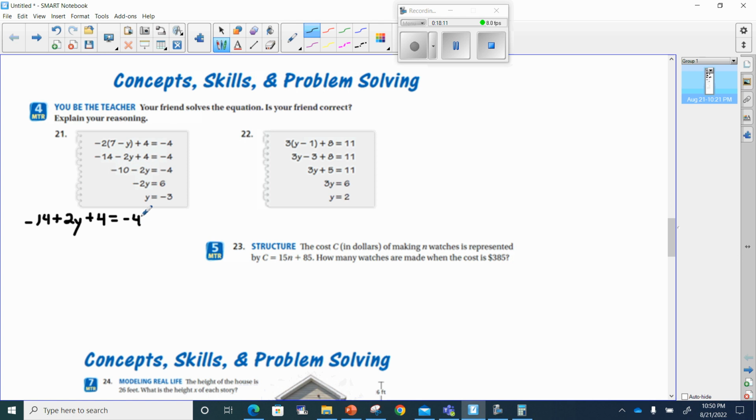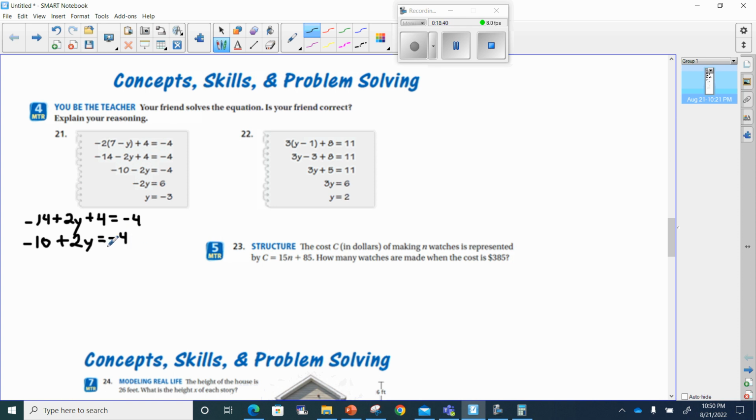All right, now I could go ahead and work this. So now I would have had to combine my like terms. Negative 14 and 4 would have made negative 10. I know this because this is a negative, there's a positive, which means I take the big number minus the small number, keep the sign of the big number. So I have negative 10 plus 2y is equal to negative 4.